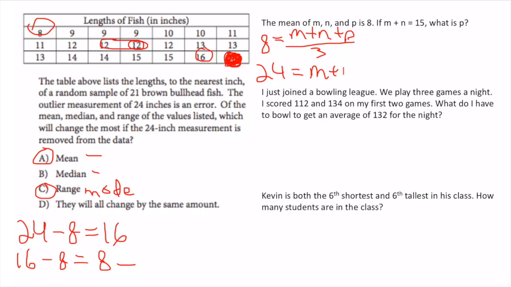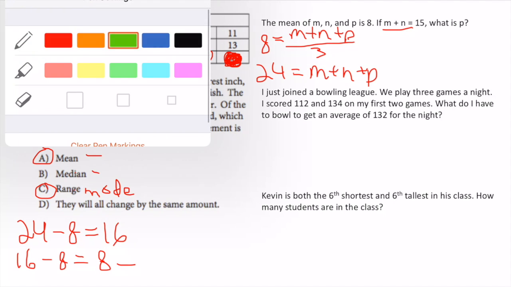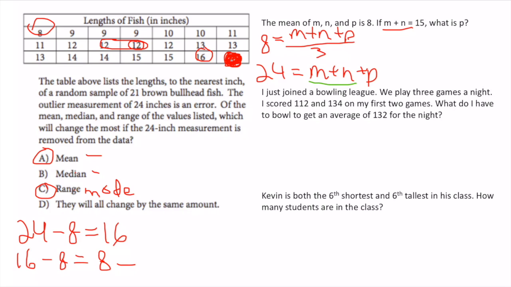equals m plus n plus p. They tell me that m plus n is 15, so 24 equals 15 plus p. And just solve for p. P will just equal 9. Now, if you can interpret what that question means and just solve it in your head, by all means, go ahead. This is just a visual representation of what's happening.